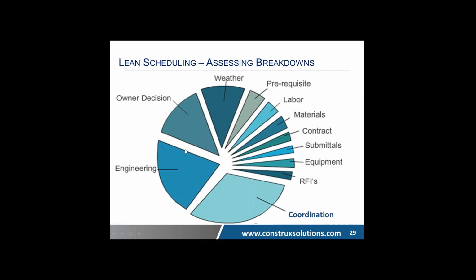Owner decision. This particular one says engineering's causing a large bunch of problems. Owners are causing a large bunch of problems. Coordination is causing problems. So this comes from 3 different people. Coordination by the construction manager and the subs. Engineering's impacting us, and owner decisions are impacting us. And if you see this over time, and weather too, you can begin to start discussing with the people involved, what are we going to do to overcome this?